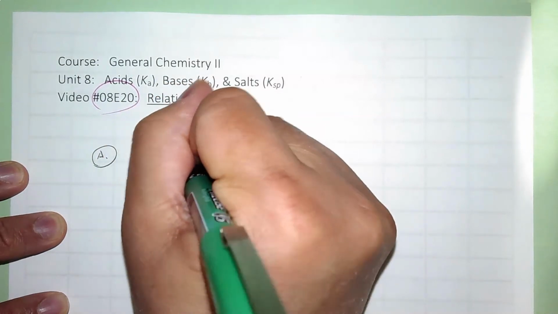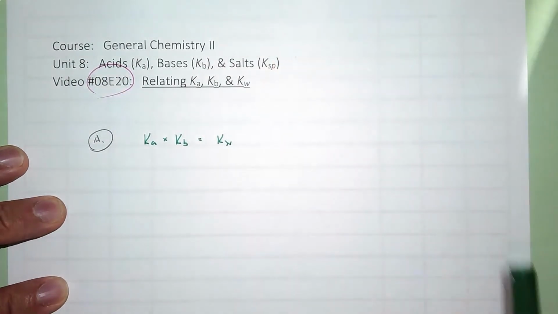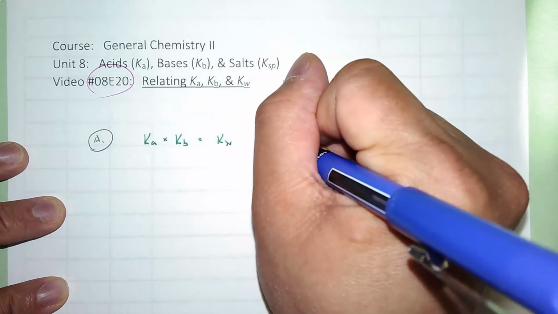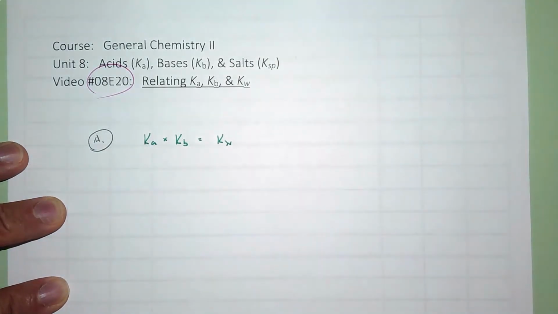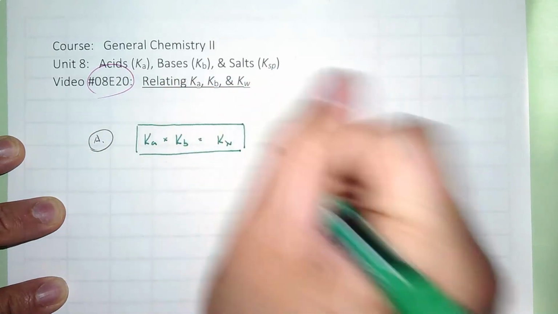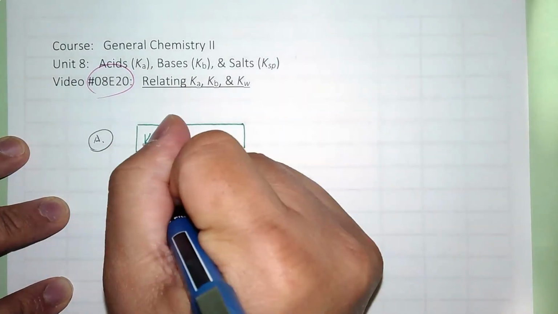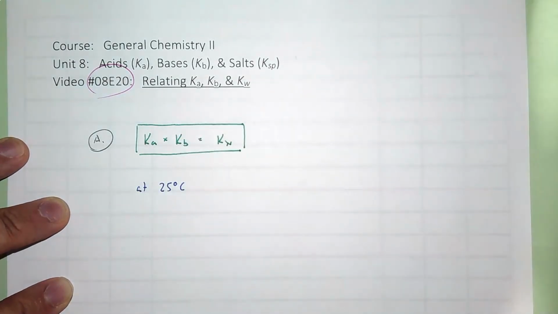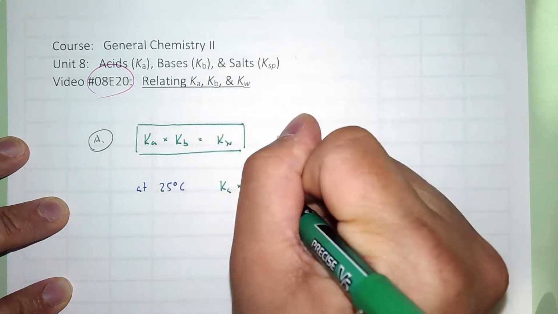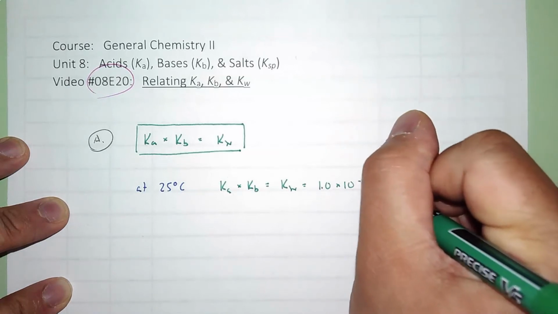Ka times Kb equals Kw. Just remember that Kw is specific. Actually, all these Ks are specific for the temperature. Let me put this in a box first. And then if we're at 25 degrees Celsius, maybe I should have put this one in the box actually. Ka times Kb equals Kw equals 1.0, remember the number? 10 to the negative 14.